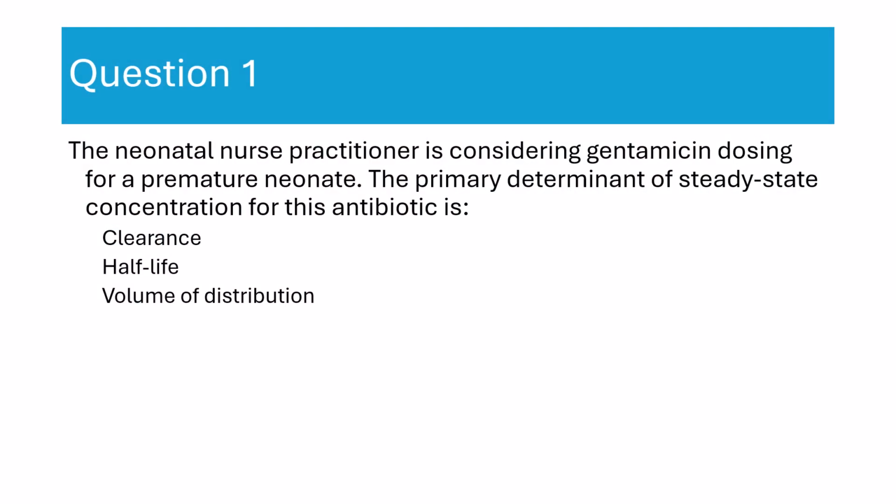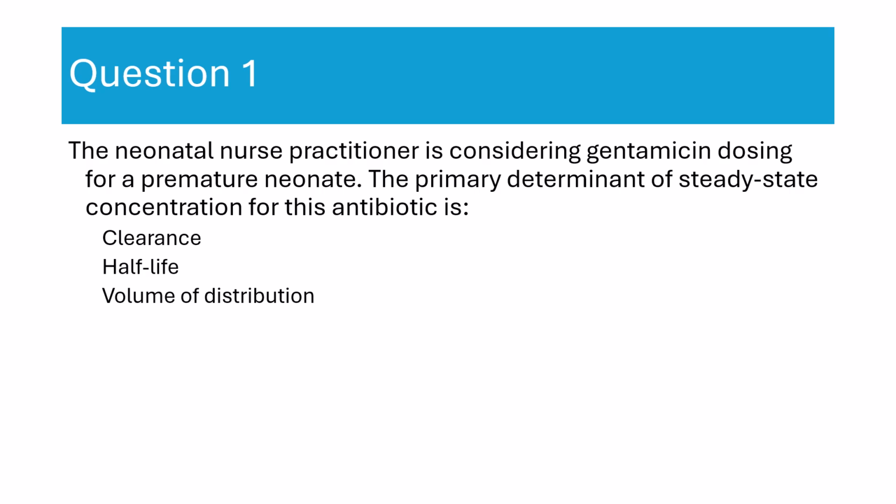The neonatal nurse practitioner is considering gentamicin dosing for a premature neonate. The primary determinant of steady-state concentration for this antibiotic is: clearance, half-life, or volume of distribution. The correct choice is clearance. This question is testing your understanding of pharmacokinetic principles related to steady-state concentration.